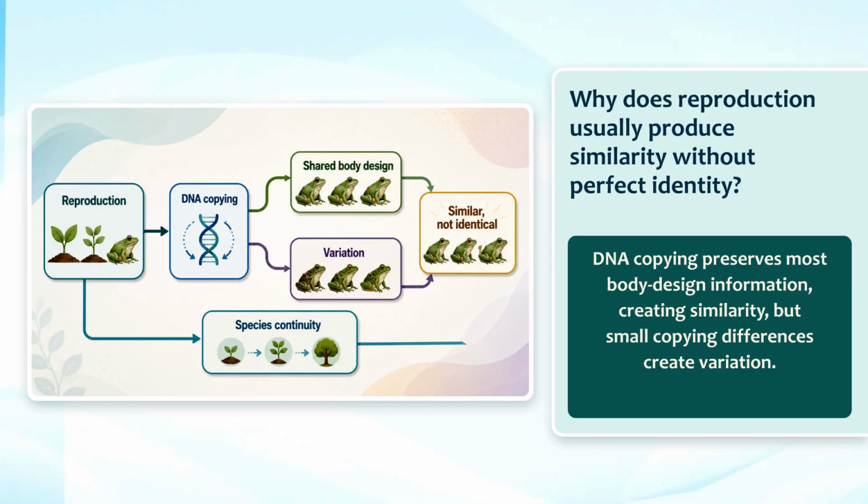Use the two branches of the final map to build one sentence. Why does reproduction usually produce similarity without perfect identity? The complete chain now gives the answer. DNA copying preserves most body design information, creating similarity, but small copying differences create variation. The map shows preserved information and small differences working together. You are ready to use reproduction, DNA copying, and variation to explain new examples.